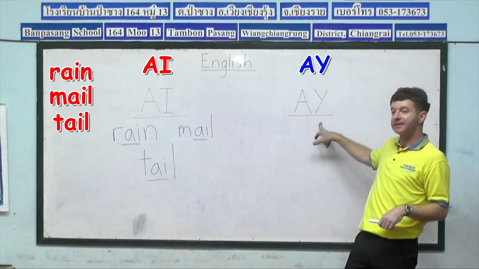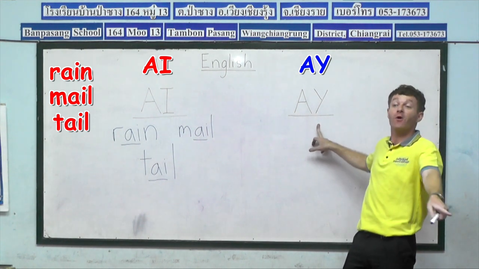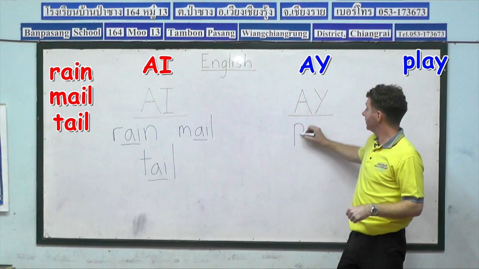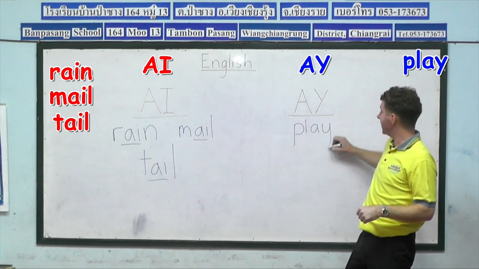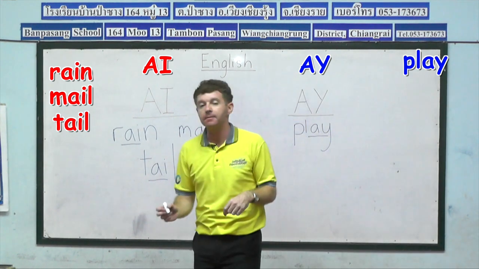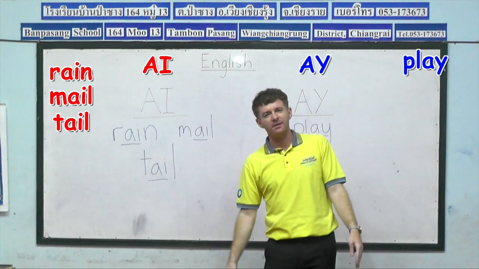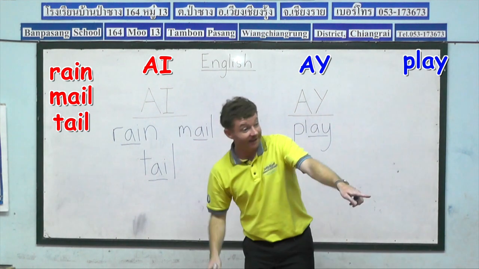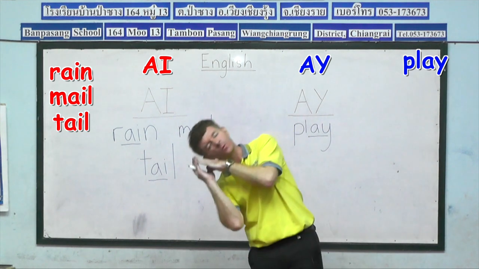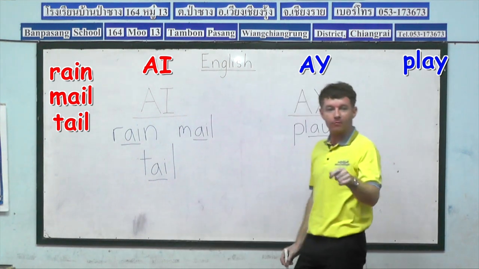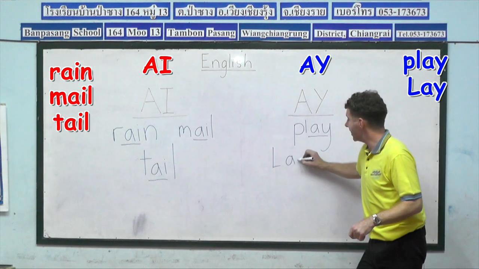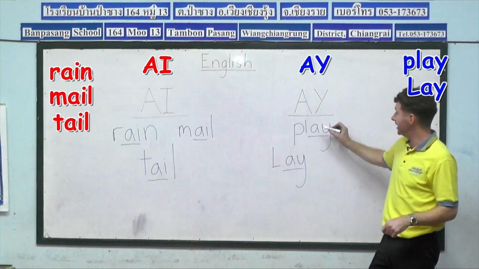A-Y. Play. Excellent. What do we all like to do with our friends? Play. How do we spell play? P-L-A-Y. Great example, guys. But let's see if we can think of any more. Maybe if teacher is tired, I will lay down. Yes, if I'm tired, sometimes I might want to lay down. How do we spell lay? L-A-Y.